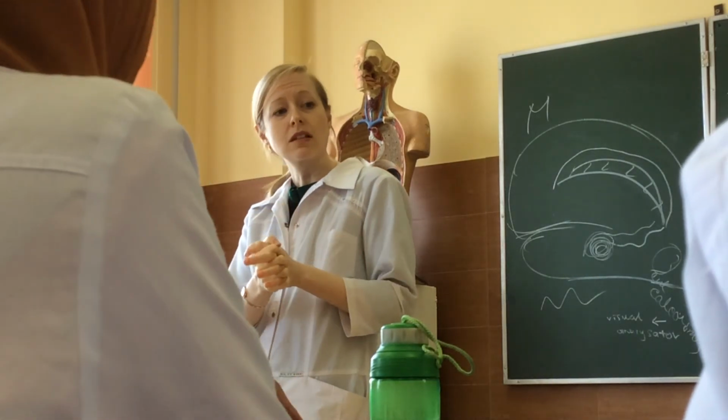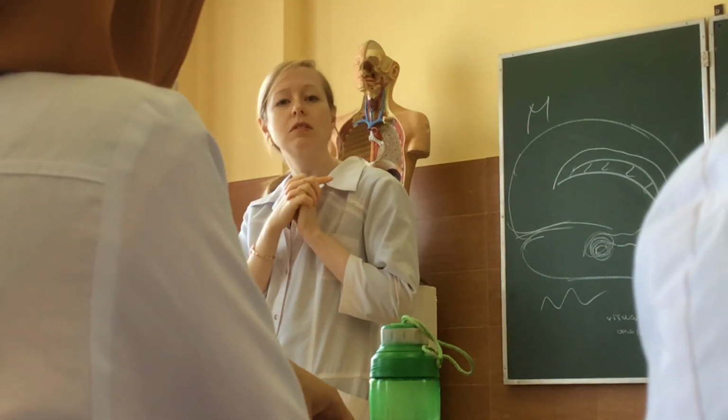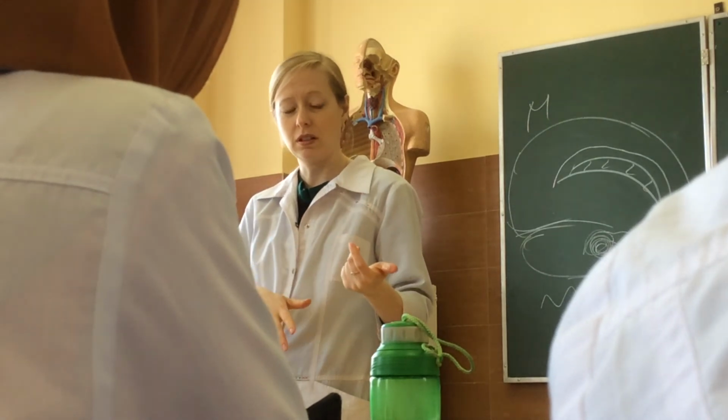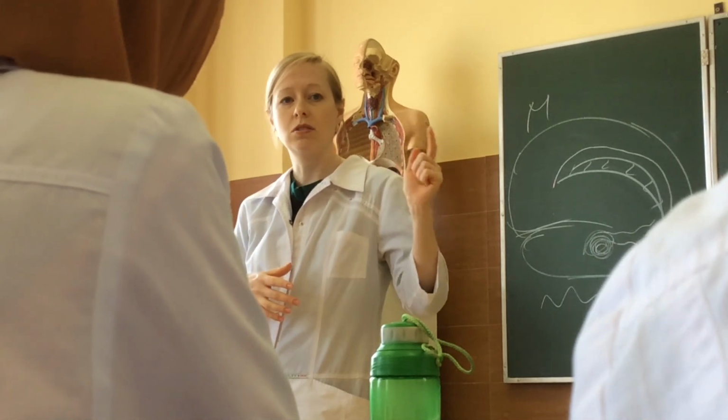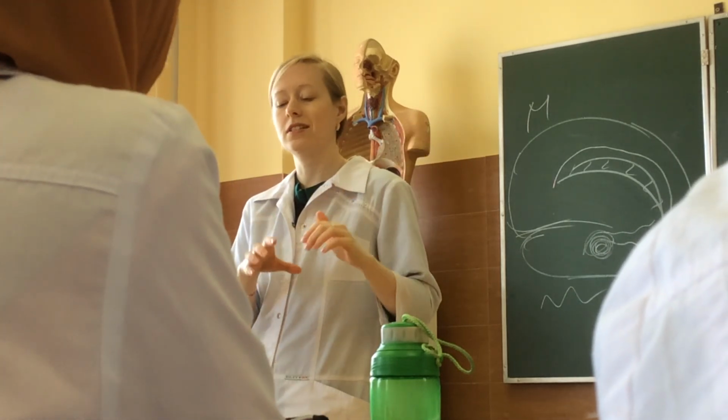So for your next class, you prepare the telencephalon. Outer structure, inner structure, basal ganglia, internal capsule. So basal ganglia is gray matter, internal capsule is white matter. Outer structure, gyri, sulci, and the cortical centers.